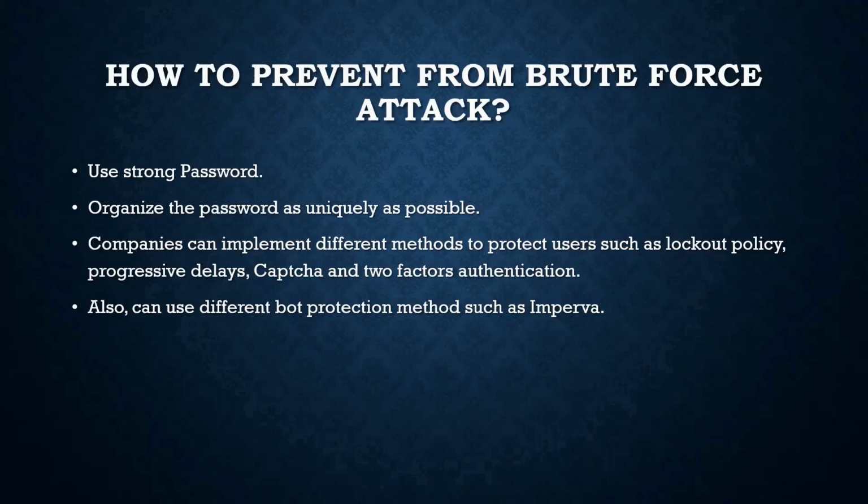Companies can implement different methods to protect users, such as lockout policy, progressive delay, captchas, and two-factor authentication. Not only that, they can also use different bot protection methods, such as Imperva. Basically, this one, Imperva, monitors traffic of any website, separates bot traffic from the real users, and blocks the unwanted bots. Next slide.